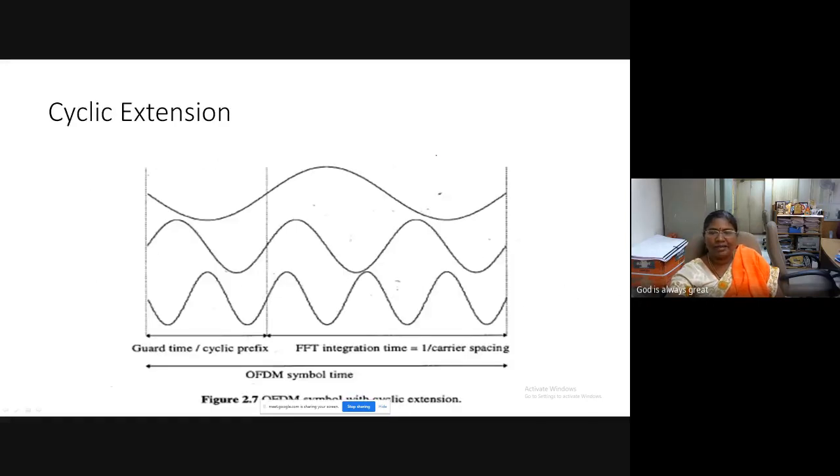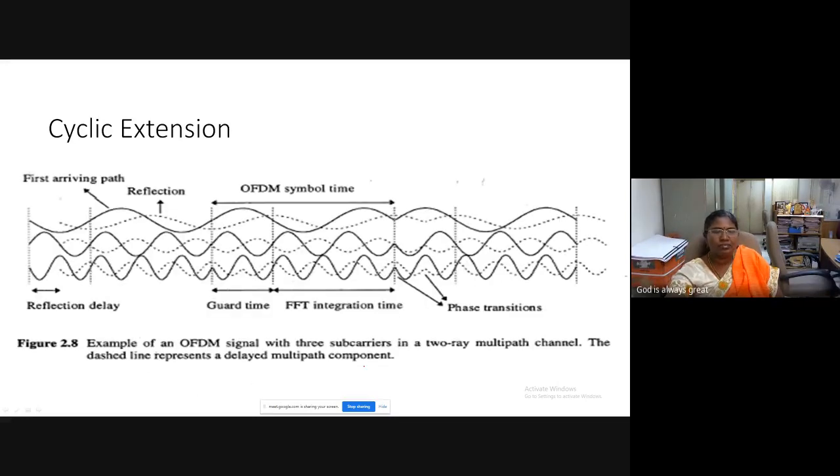So after adding the cyclic prefix, this is how the OFDM signal will look. Within the OFDM signal interval, the subcarriers will be maintained orthogonal. Because of the maintenance of orthogonality, bit error rates become less. Even if you have multiple versions, multi-path versions of the subcarriers, still the orthogonality is maintained. So that's what has been explained in this slide.